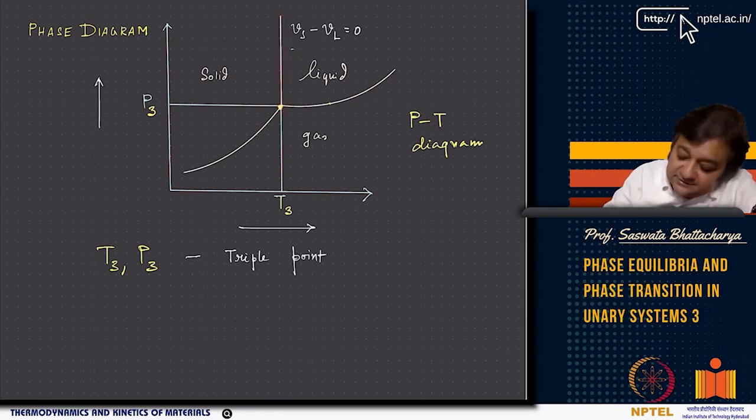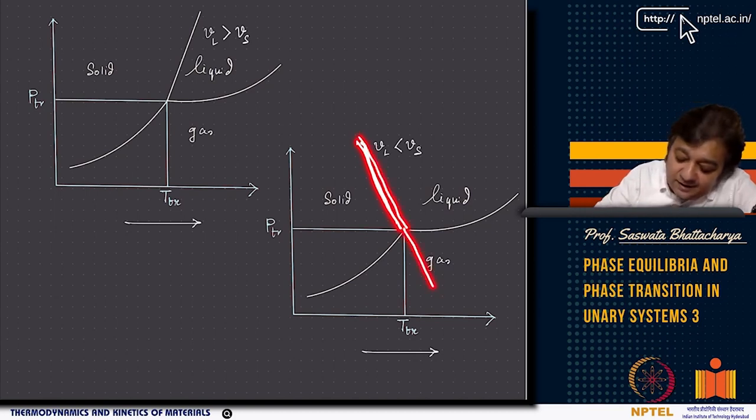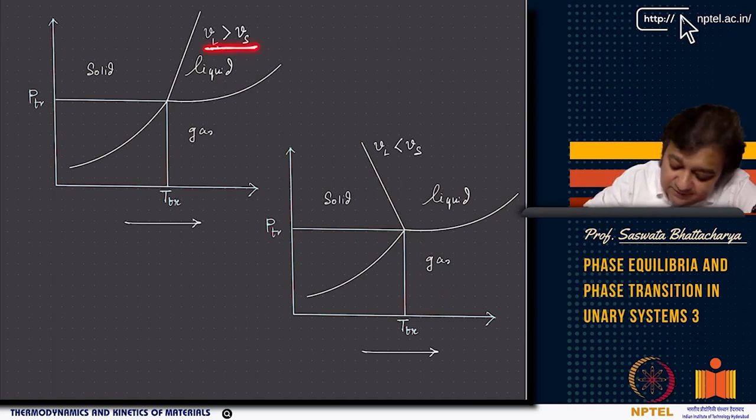However, when Vs is greater than Vl, that is the condition, that means the molar volume of liquid is less than that of the solid, then you see the tilt towards the solid, right? So you can see the phase boundary which is tilted this way. It represents a negative slope. On the other hand, when Vl is greater than Vs, you have a positive slope, as you can see here, right? The phase boundary has a positive slope with respect to the axis.